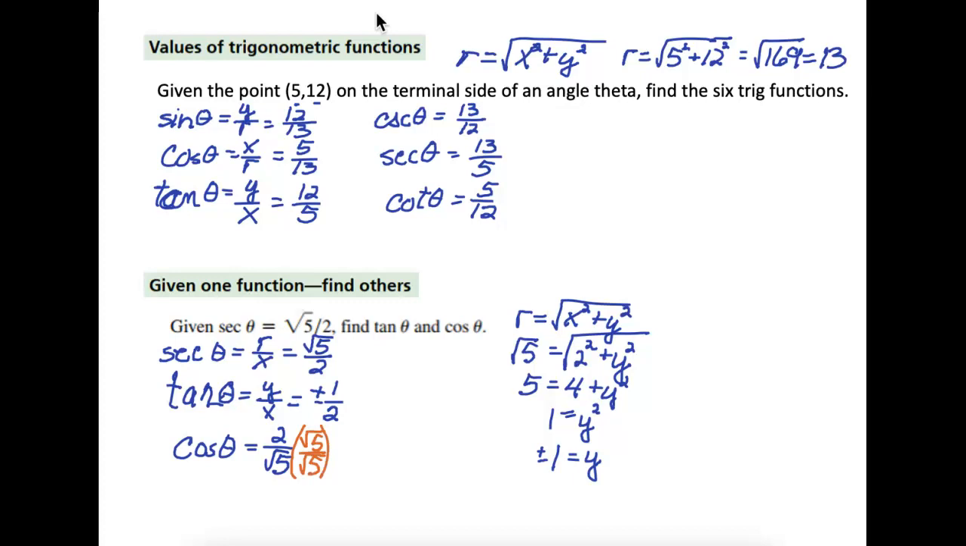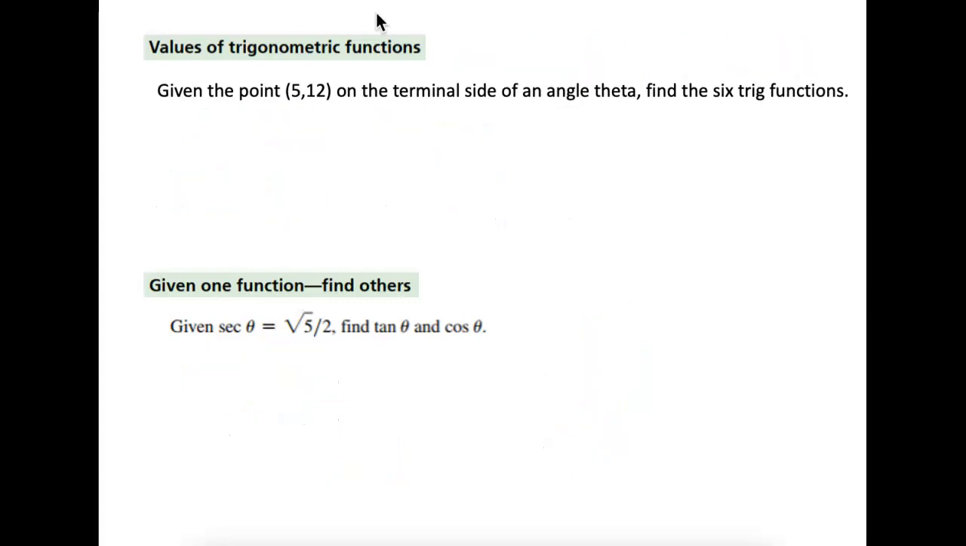You can have radicals in answers. They're just not considered in best form if it's in the denominator. So multiplying across, we get 2 square root of 5. And the square root of 5 times square root of 5 is square root of 25, which is just plain old 5. So that's going to be our cosine of the angle. Okay, let me exit that.